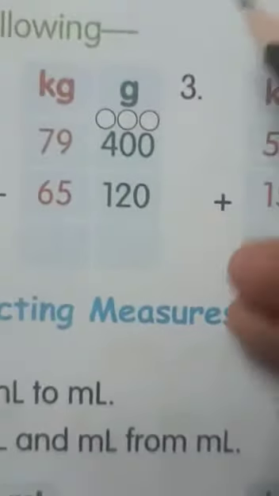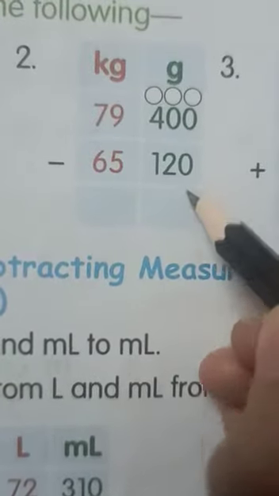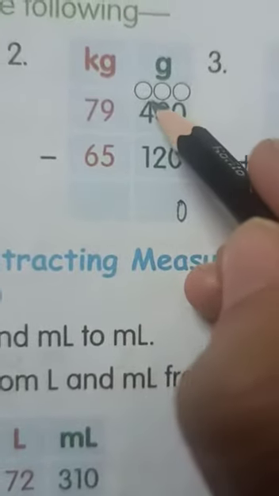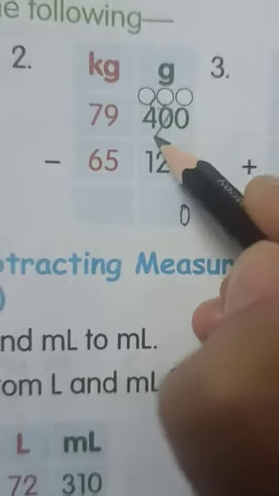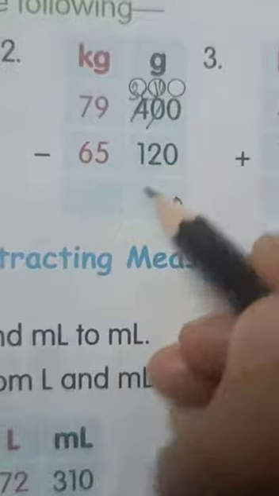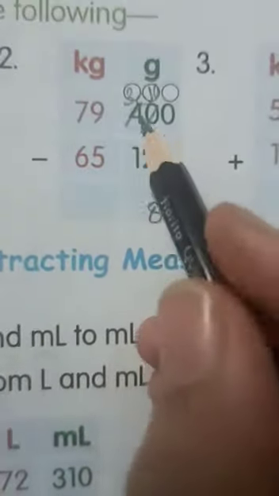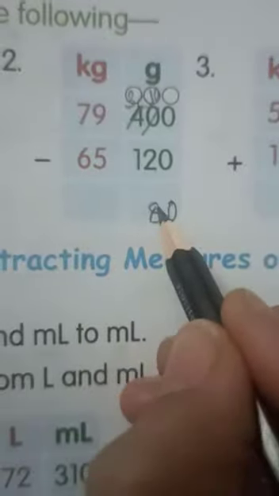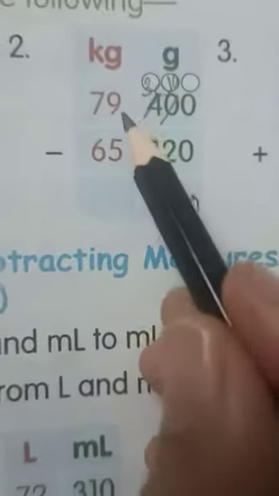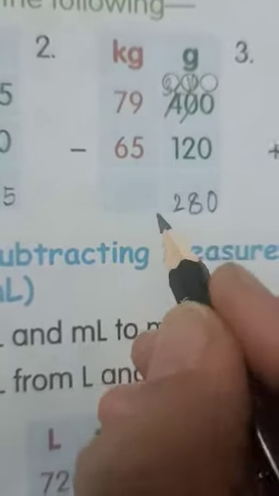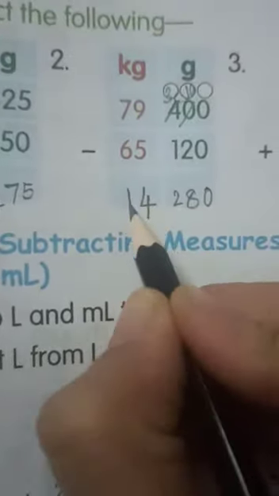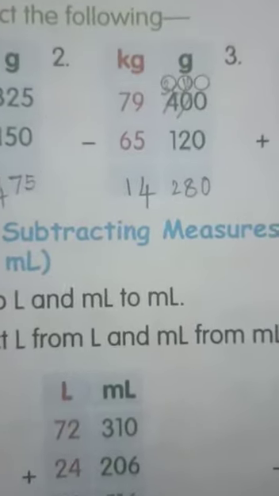Let's do the subtraction. 0 minus 0 is 0 and 2 cannot be subtracted from 0. So borrow 1 from here. This 0 will become 10 and this 4 will become 3. 10 minus 2 is 8 and 3 minus 1 is 2. Here in kilograms, 9 minus 5 is 4. 7 minus 6 is 1. This is the subtraction.